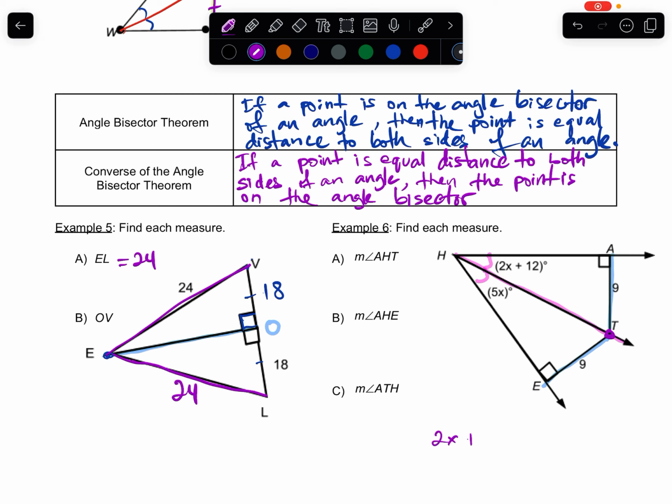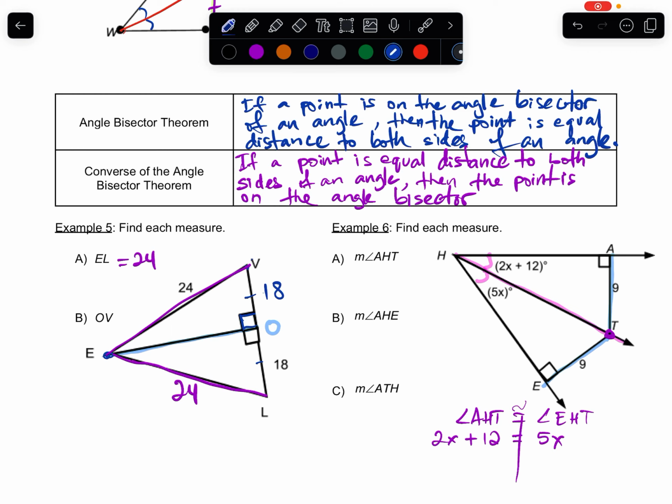I know that 2x plus 12 is equal to 5x. Again, remember 2x plus 12 is angle AHT, and 5x degrees is angle EHT. These two are congruent, so I can say that the measures of those two angles are the same.